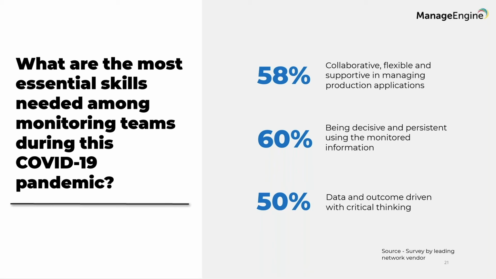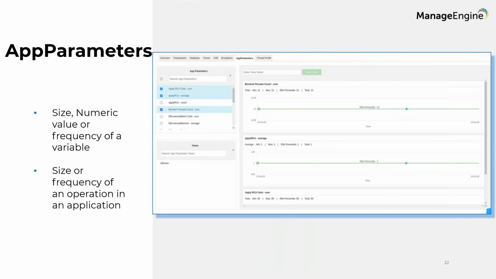Now, let's see the next topic for today, that is application parameters. This is one of the new features, similar to distributed transaction tracing, which is a new feature of Applications Manager, and thread profile. Adding to that line, app parameters is one of the new features in APM Insight, which will help you find the frequency of an operation in an application.